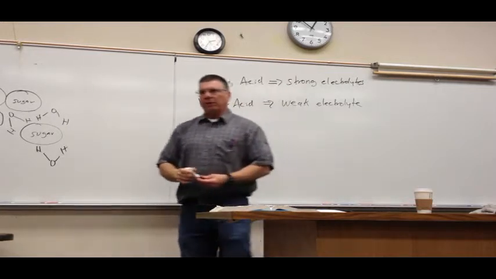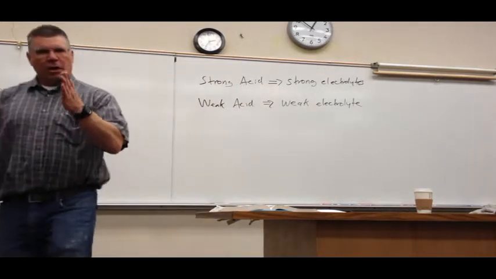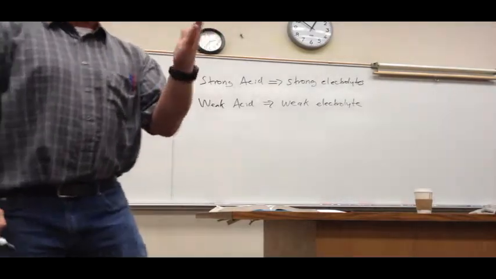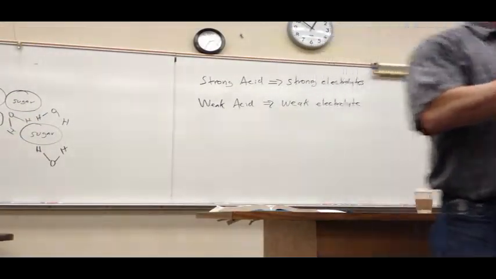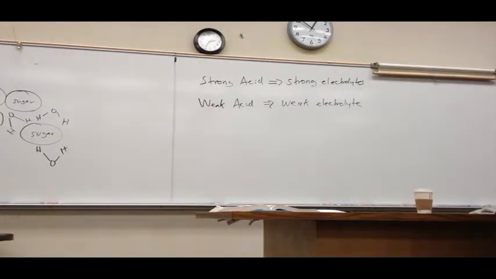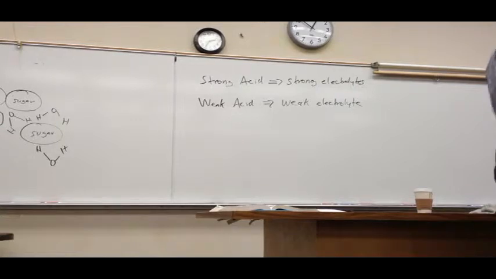That means if you have the same concentration of a strong acid, say 0.1 molar, and a weak acid, two different solutions, there are going to be more hydrogen ions in the strong acid solution than in the weak acid solution. Because all of the strong acid molecules will have dissociated to form hydrogen ions, but the weak acid molecules won't have.